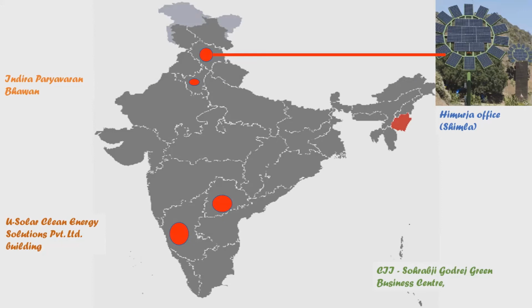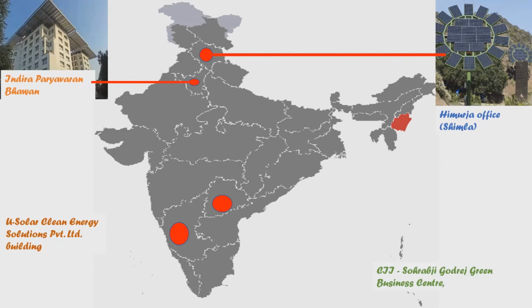The next one is Indira Paryavaran Bhavan, New Delhi. It is located in a composite climate zone, a mix of hot, dry, humid, and cold climatic conditions. And the design involves multiple active, passive, and renewable strategies to achieve net zero goals.